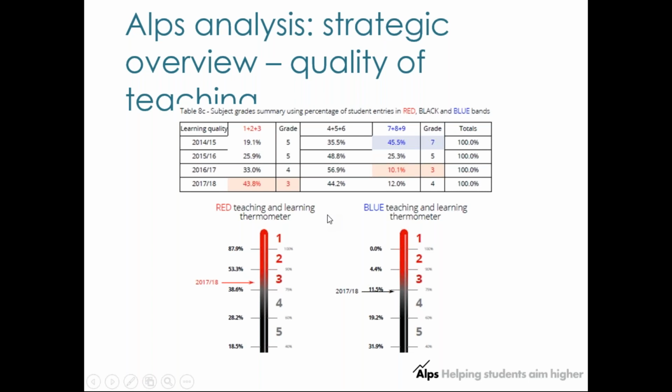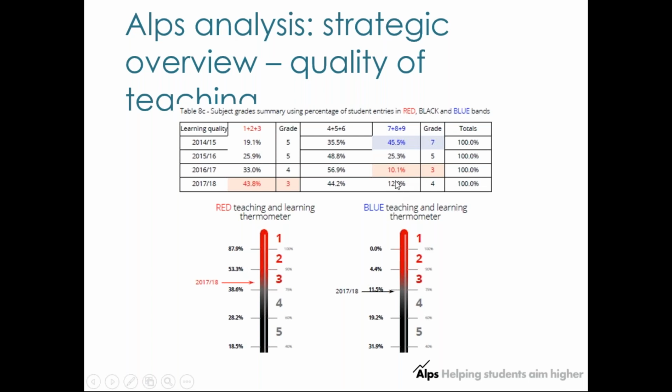We could just look at the number of red classes and the number of blue classes, but actually it's all dependent on how many students are doing those classes. So here you can see in 17-18, 43.8% of entries found themselves in red classes, and that was a good outcome because that's top 25%. Here you can see 44.2% of entries found themselves in classes 4, 5, and 6, labelled black. And here you can see that 12% of entries found themselves in blue classes.